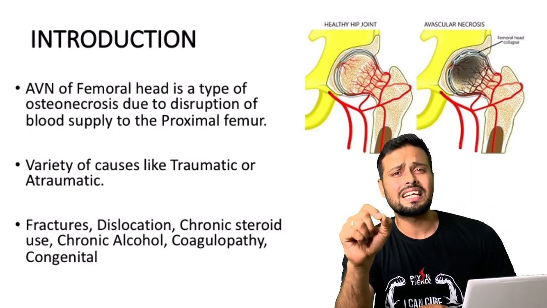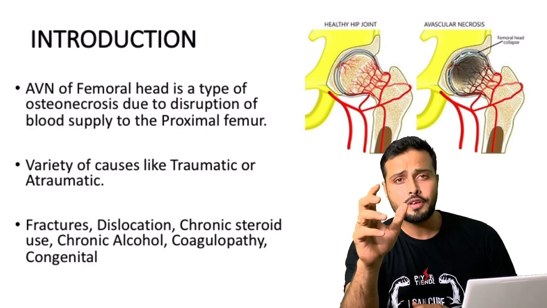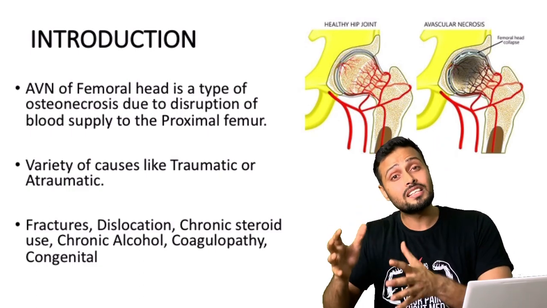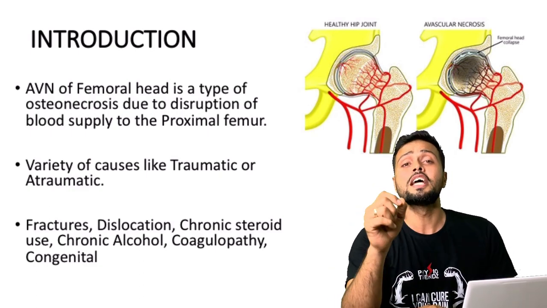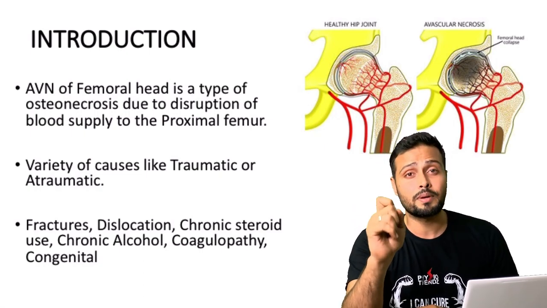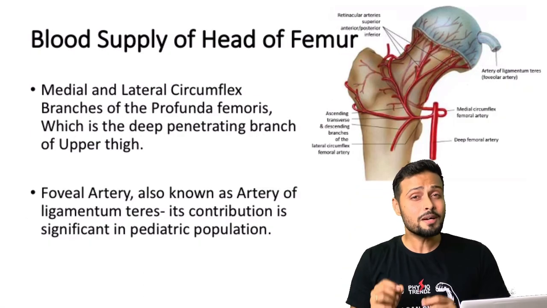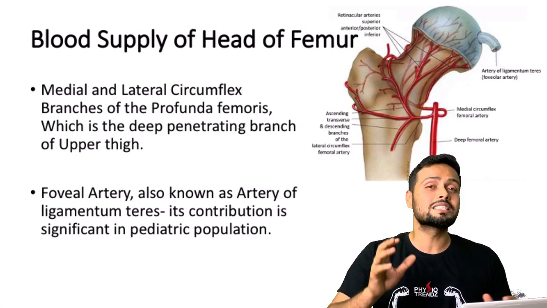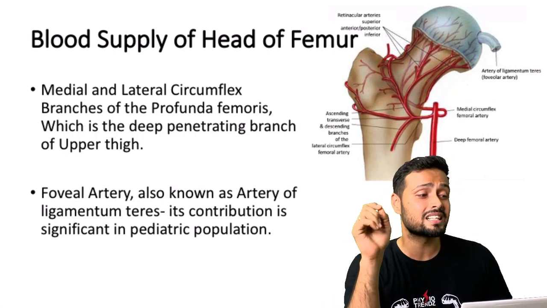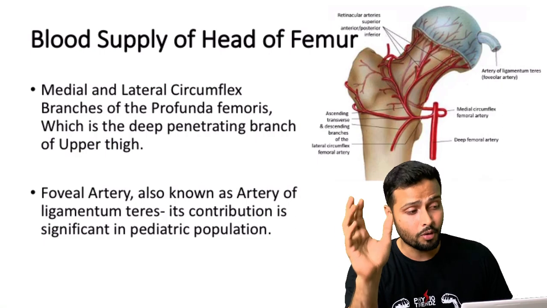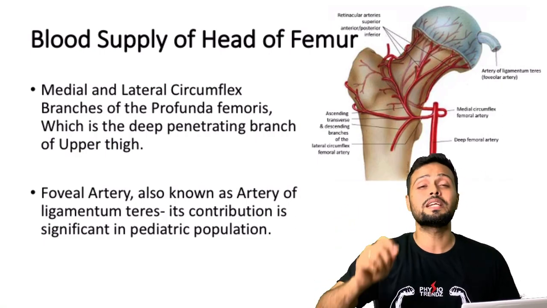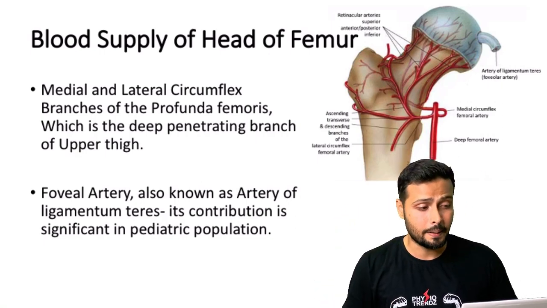Now we need to understand why it occurs to the head of the femur more often compared to any other parts of the body. For that we need to understand the blood supply of the head of the femur. Here, blood supply of the head of the femur is mainly given by the medial and lateral circumflex branches of the profunda femoris, which is the deepest penetrating branch of the upper thigh.